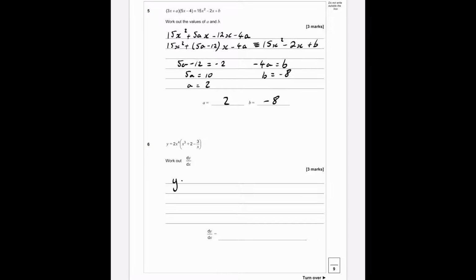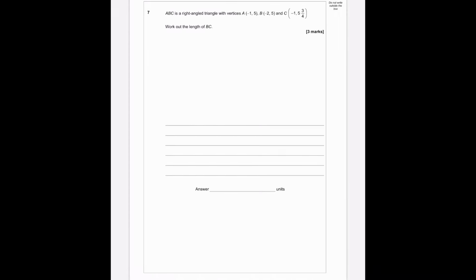For question 6, differentiation, well, let's expand it all out so we can get our equation in a form that's easily differentiated. So expanding out, 2x to the 7 plus 4x to the 4 minus 6x cubed, multiplied by the power, subtract 1 from the power, so 14x to the 6 plus 16x cubed minus 18x squared for our derivative.